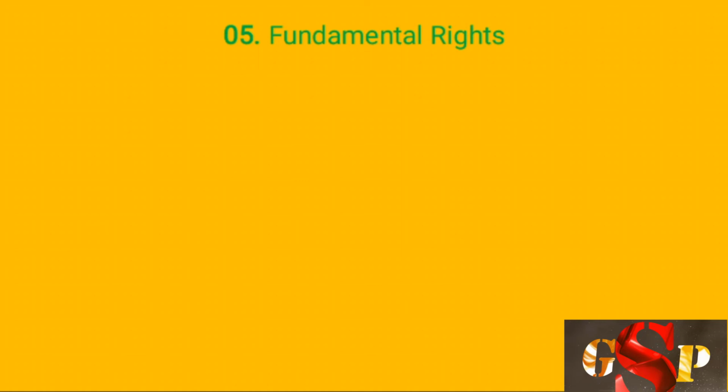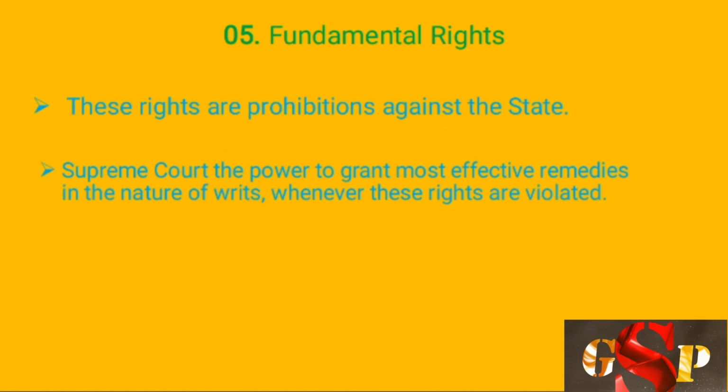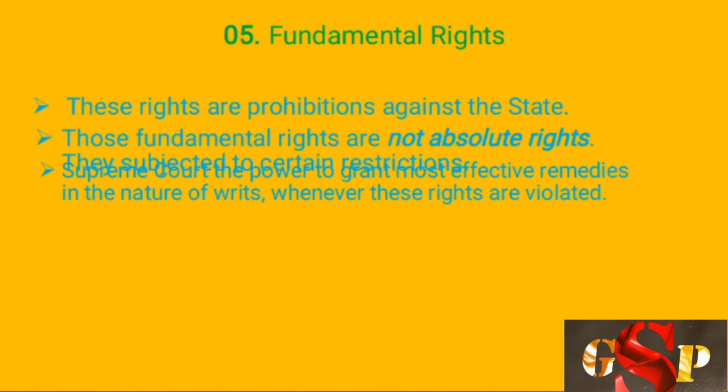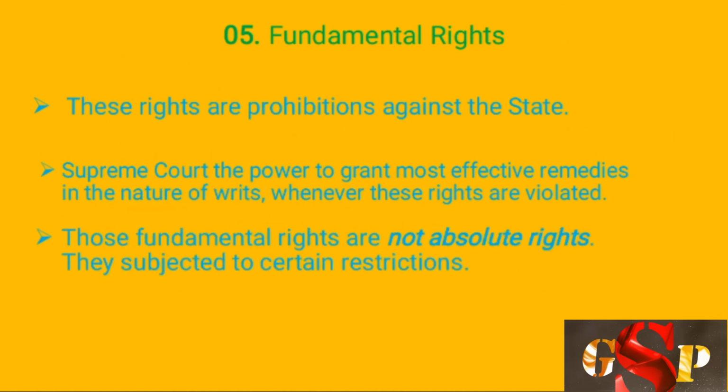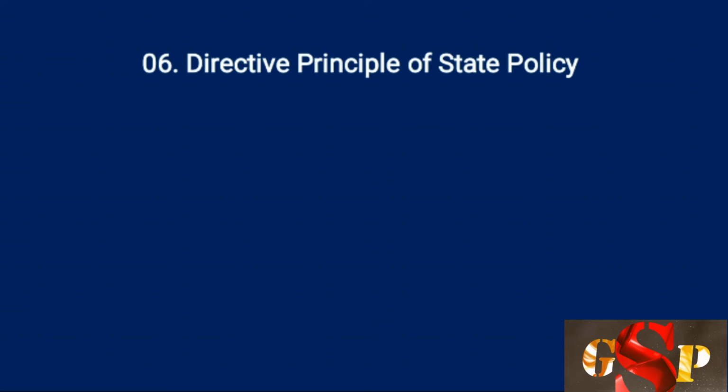Fundamental rights are prohibitions against the state. The Supreme Court has the power to grant the most effective remedies in the nature of writs whenever these rights are violated. Fundamental rights are not absolute rights and they are subject to certain restrictions, which are called reasonable restrictions. The Constitution strikes a balance between individual liberty and the interest of the people. Of course, we are going to discuss fundamental rights in detail, which start with Article 12 and end with the writs jurisdiction.